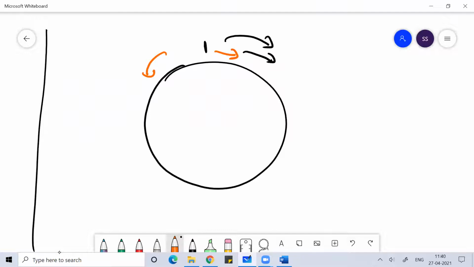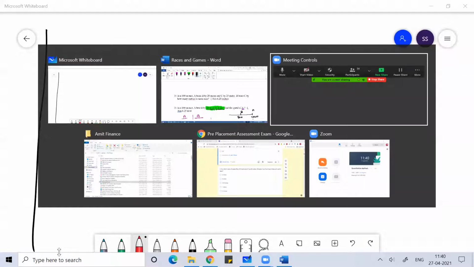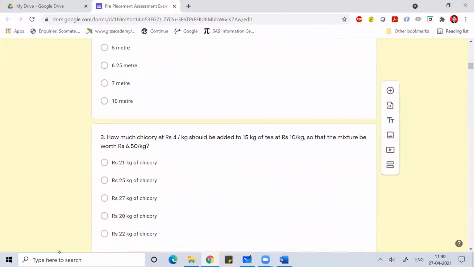Wherever you go for interviews, you'll definitely get a question based on this concept. Forget the concept of distance equals speed into time. That kind of question is becoming very old now. These are new questions which you can definitely expect in the exam.